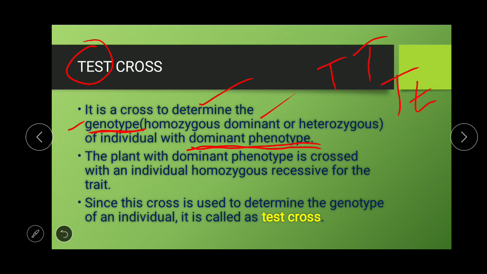A plant with the dominant phenotype is crossed with an individual homozygous recessive for the trait. So what happens if we are determining the genotype of the dominant phenotype? The plant is crossed with an individual homozygous recessive. For example, if you are going to determine that genotype, you have to cross that plant with a homozygous recessive for the trait. Since the cross is used to determine the genotype of an individual, this is called a test cross.